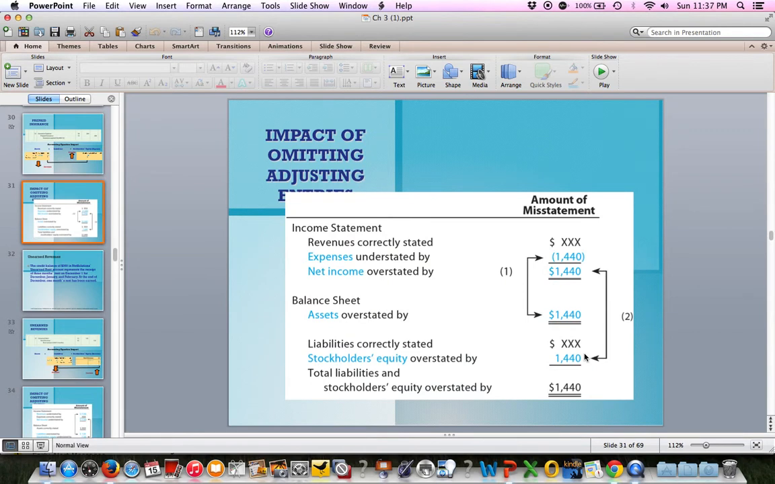Okay, and so it says here the impact of omitting an adjusting entry. What happens if we omit that? Basically it means we're going to have an incorrect set of financial statements. We'll end up recording the expense or the revenue in the wrong accounting period, and that's going to mean that whatever accounting period we present, December 31 of 2013, is going to be wrong. And so this $1,440, basically if we don't do the adjusting entries, expenses will be understated, and then assets will be overstated, and equity will be overstated by $1,440.